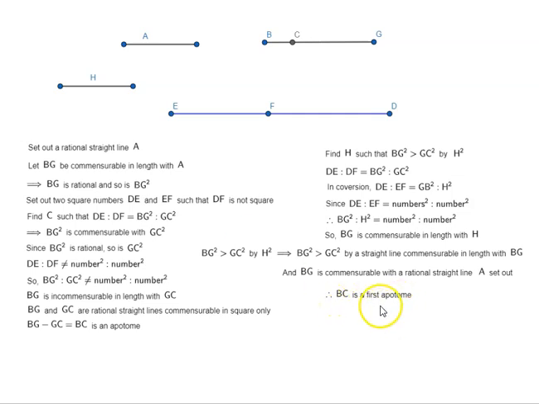So if the objective is just to find the first apotome, then you don't have to go till here. All these steps are required just to prove that it is a first apotome. Okay, so that is proposition number 85 of book 10 of Euclid's Elements.